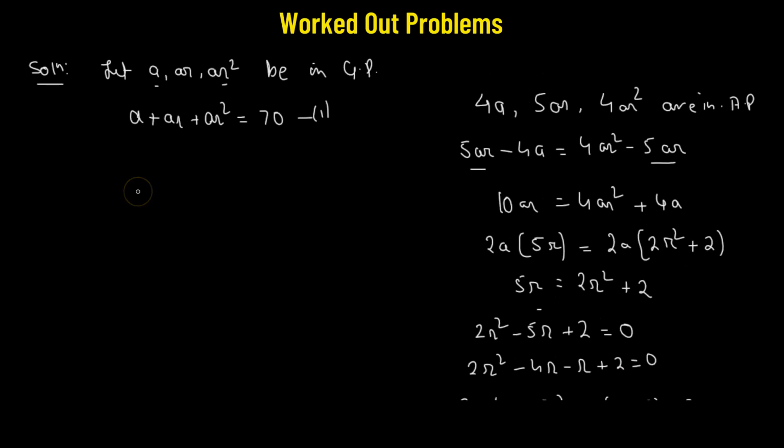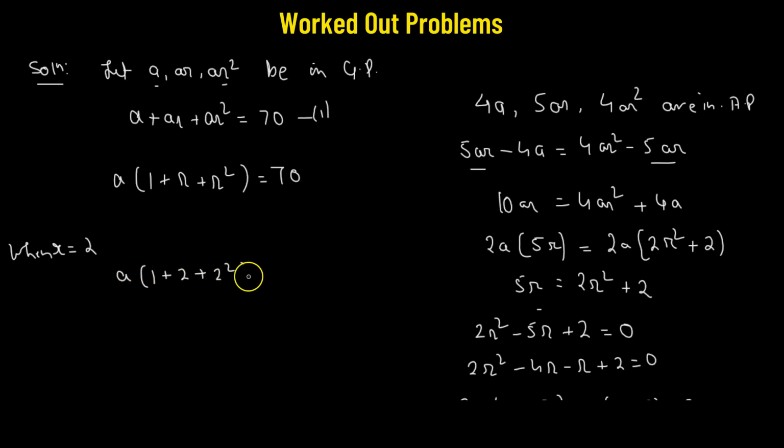Now, coming to our first equation. Here we can take A as the common factor. So we have A times 1 plus R plus R squared equals 70. Now we have already obtained 2 values of R. So let's say when R is equal to 2, then we have A multiplied by 1 plus 2 plus 2 squared equals 70. So we have A multiplied by 1 plus 2 plus 4, so we have 7. That means we have 7A equals 70, or A is equal to 10.